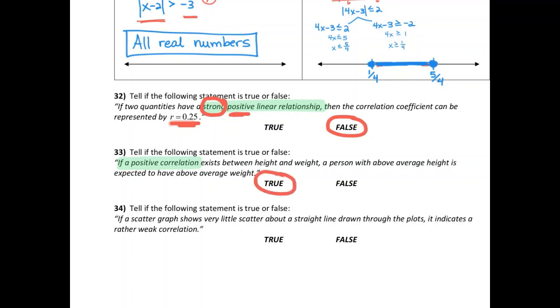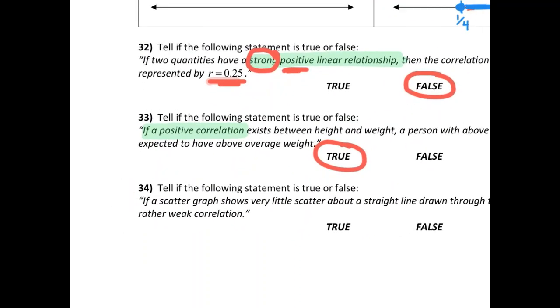And in this last one, number 34: if a scatter graph shows very little scatter around a straight line drawn through the plots, it indicates a rather weak correlation. It says here, very little scatter and weak. If there's very little scatter, it's a strong correlation. And so this one is also going to be false.